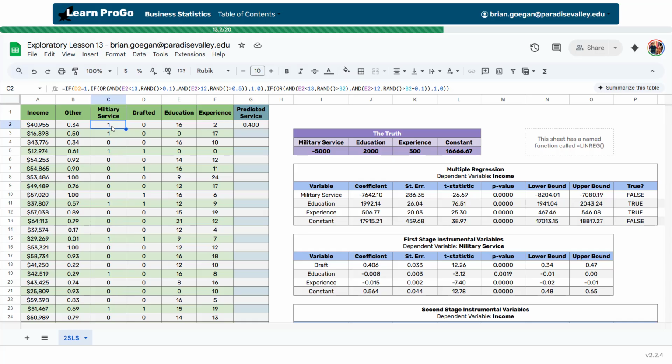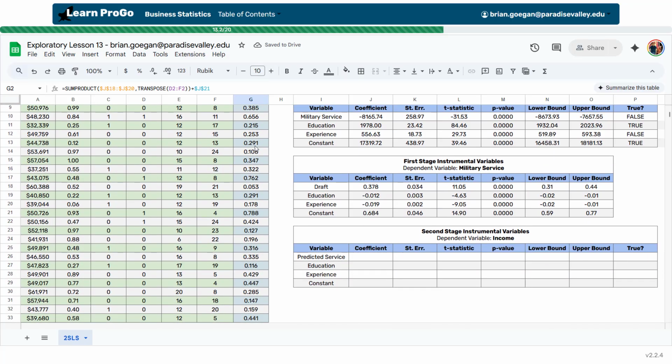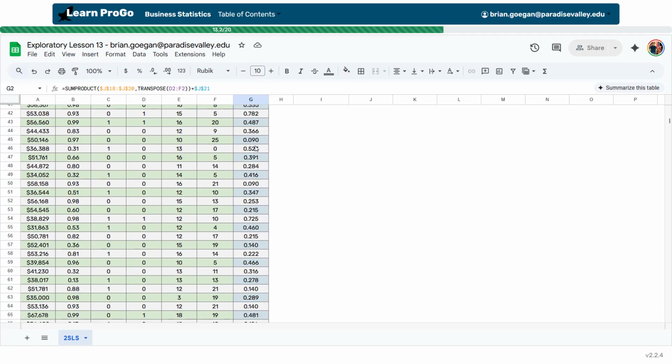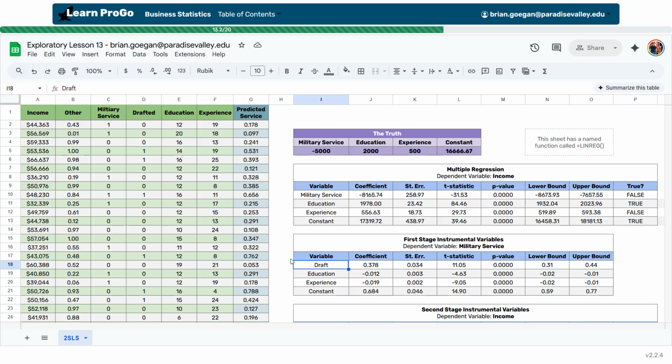And they indeed did serve in the military, even though they weren't drafted. So that's what we're predicting here. That's what we're getting with this thing. And I'm going to let that extend all the way down and basically get a prediction as to whether or not a person has served in the military. And that prediction is based on the draft. Did they get drafted? And how did that affect our prediction of them serving?